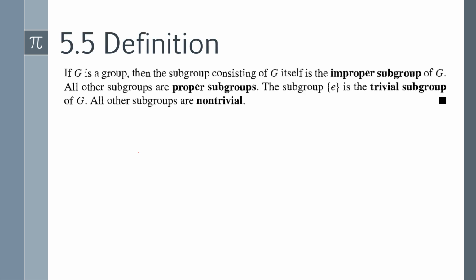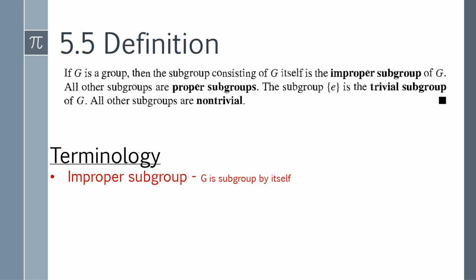Alright, moving on to Definition 5.5. It states that if G is a group, then the subgroup consisting of G itself is the improper subgroup of G. All other subgroups are proper subgroups. The subgroup of the identity element is the trivial subgroup of G, and then all other subgroups are non-trivial. Based on the definition, these are the terminologies stated.